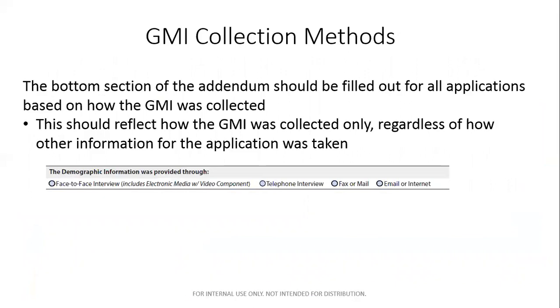Now, at the very bottom of the disclosure or new addendum, we have to make sure we're filling out all the information correctly. This should reflect how the government monitoring information was collected, regardless of how the other application information was taken. So if we took the application via internet, but actually gathered the government monitoring information over the phone, we'd have to mark it as telephone interview.